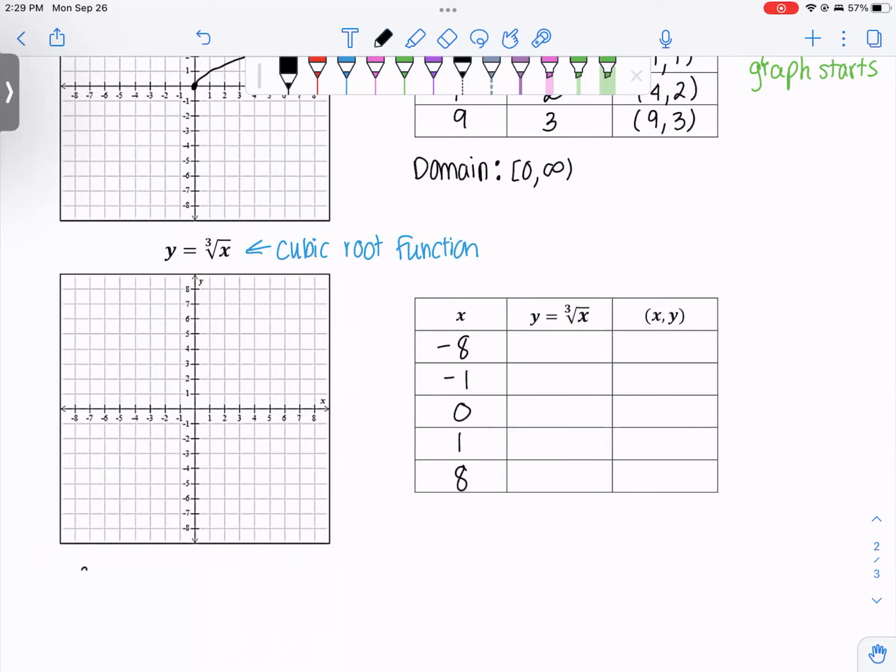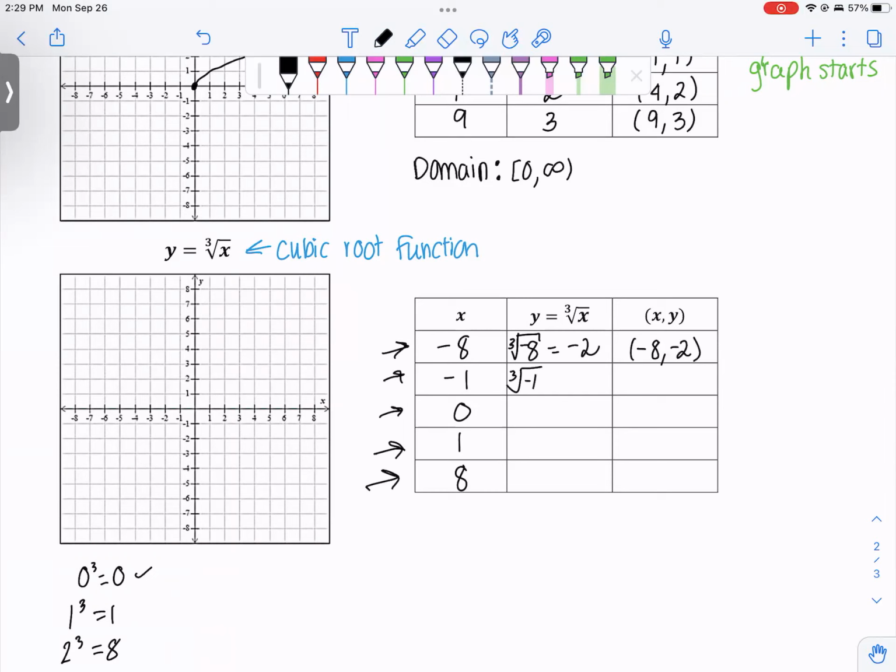So 0 cubed is 0, so I know we should choose 0 as a value, which is right there. 1 cubed is 1, which is why I chose -1 and 1. And then 2 cubed is 8, which is why I chose -8 and +8. The cubed root of -8 is -2. So this is the point -8, -2.